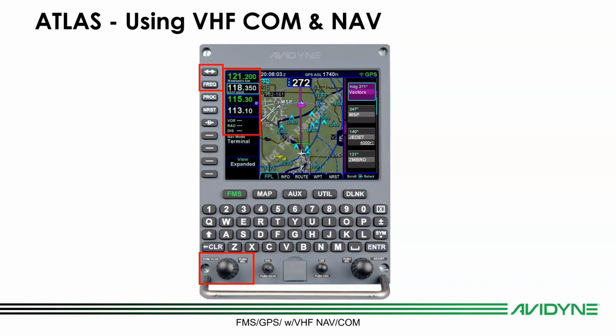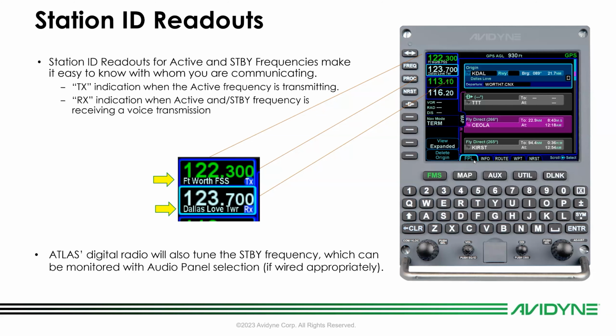Here you can see the display and controls relevant to the VHF COMM and NAV portion of the Atlas system. We'll focus in on those. One of the cool features of the integrated NavCom is the Atlas will give you station ID readouts of the active and standby comm frequencies that make it easy to figure out who you're talking to before you push to talk. So you'll see the station ID below the frequency.